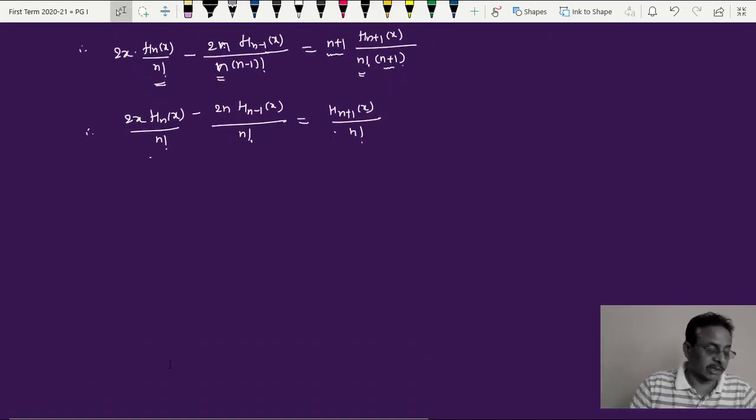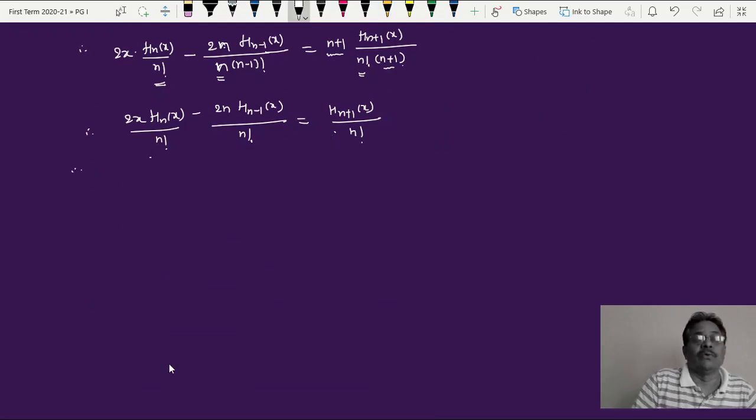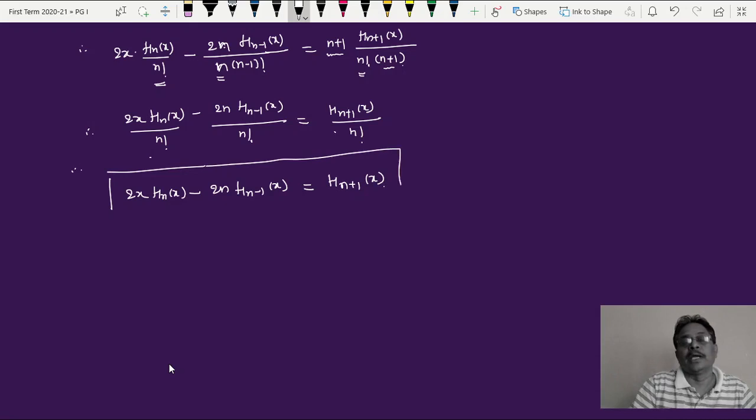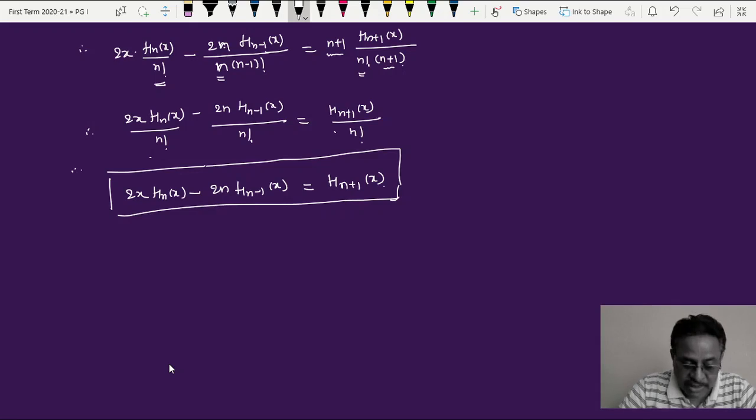So cancelling this, we get the final expression as: twice x into H_n of x minus twice n into H_{n-1} of x is equal to H_{n+1} of x. Okay, and this is called a recurrence relation, because knowing H0 and H1 one can find out H2, knowing H1 and H2 one can find out H3, knowing H2 and H3 one can find out H4.